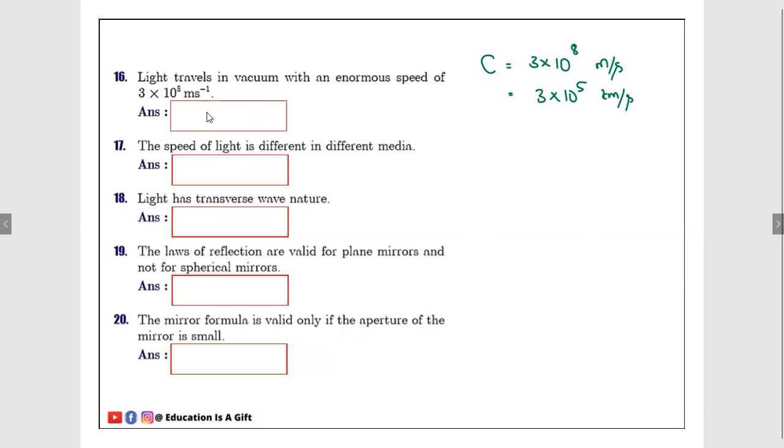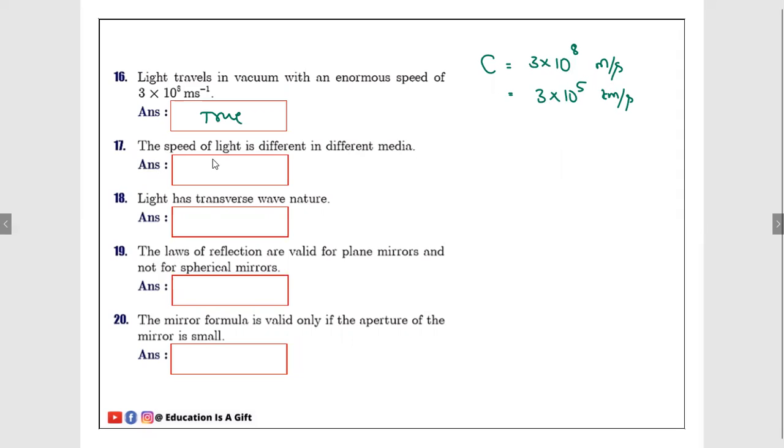The answer is true. So in MCQs they might ask, speed of light in vacuum is equal to, and they may give a few options like 3 into 10 power 8 meter per second, 3 into 10 power 5 meter per second. Don't get confused. If it is 10 power 5, it is kilometer. If it is 10 power 8, it is meter. Conversions you need to know.